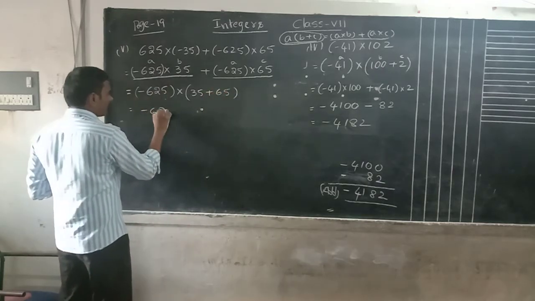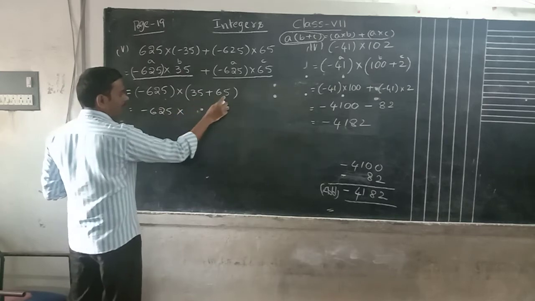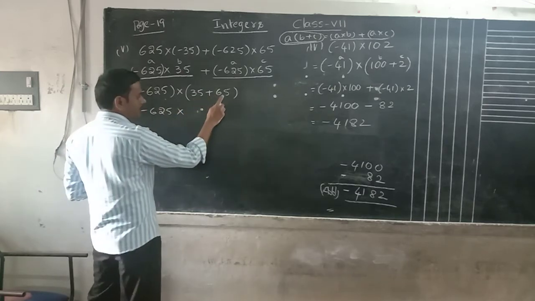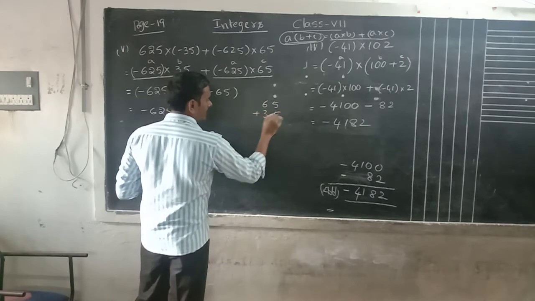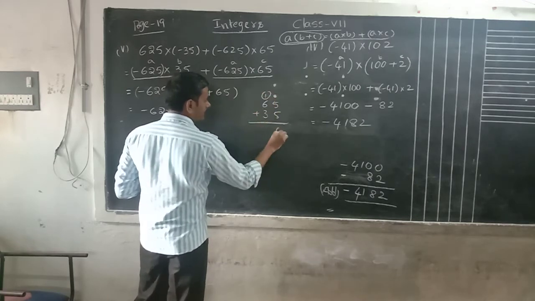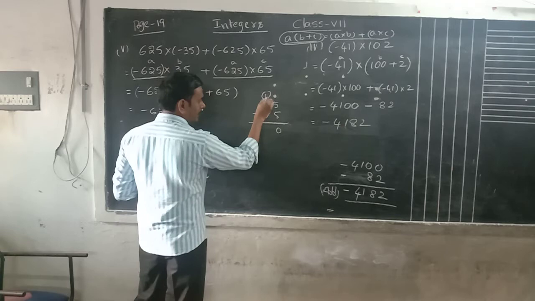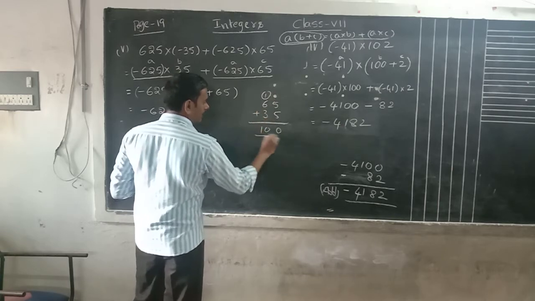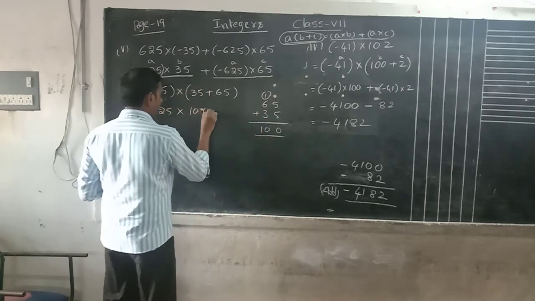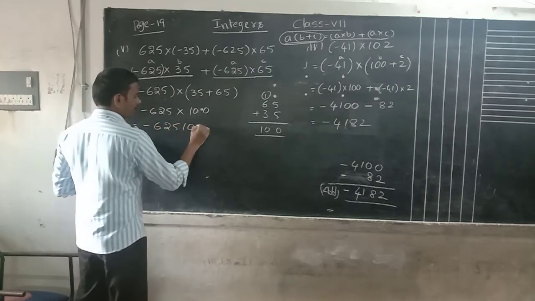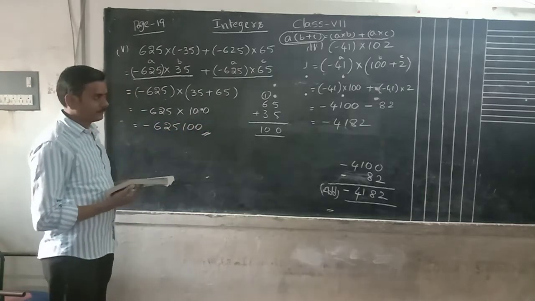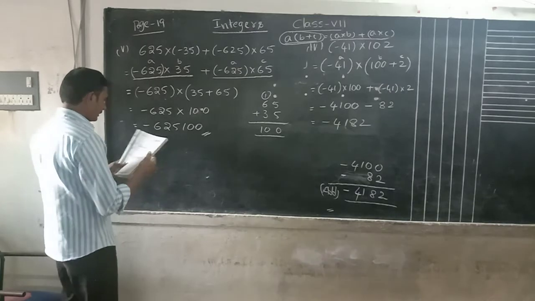Now minus 625 multiply 35 plus 65. How much is 35 plus 65? 5 plus 5, 10. 6 plus 1, 7, 7 plus 3, 10. 100. That means we get minus 625 into 100, which is minus 62500. That is the answer. We go for the next question.